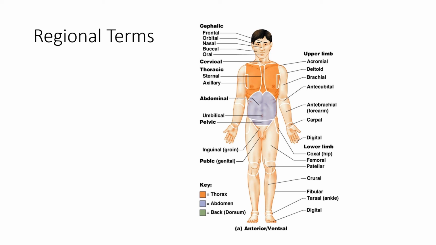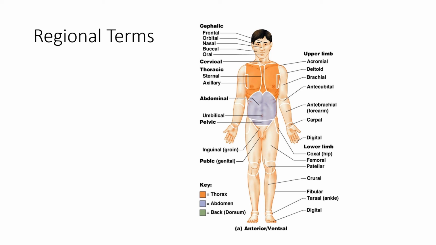Moving down from the acromial, we go again to the deltoid. From the deltoid, we go to that upper arm region, which is brachial. That'll be where the bicep is. And then where the bend of the elbow is on the front, we have the antecubital. Moving on from this, we have the forearm, which is the antebrachial, the wrist, carpal, and then the fingers are digital. Additionally, the palm of the hand is referred to as palmar.